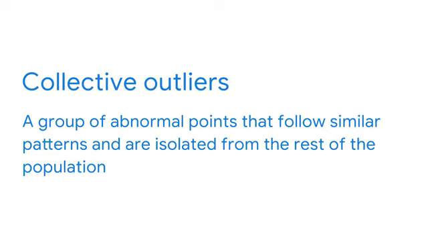Lastly, we have collective outliers. Collective outliers are a group of abnormal points that follow similar patterns and are isolated from the rest of the population. Think of a parking lot at a store. It is not uncommon to have cars or scooters coming and leaving consistently during the hours a store is open. But to have a full parking lot after the store is closed would be considered a collective outlier. It could be that there is a company party or a local event nearby, which would explain the outlier of cars parked in the store parking lot after hours.